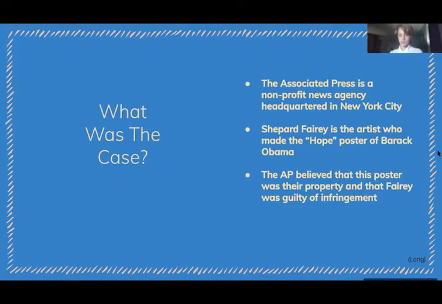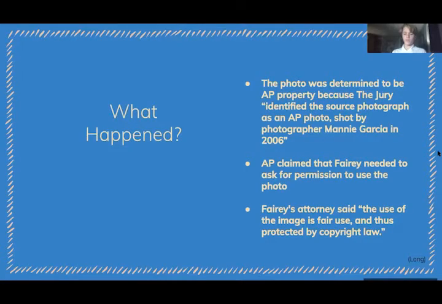So the claim was that AP believed that this poster was their property, and that Fairey was guilty of copyright infringement. The photo was later identified to be AP property because they found out it was an AP photo shot by photographer Manny Garcia in 2006. So the AP said to Fairey that he needed to ask for permission to use the photo, but Fairey's attorney said that the use of the image is fair and protected by copyright law.